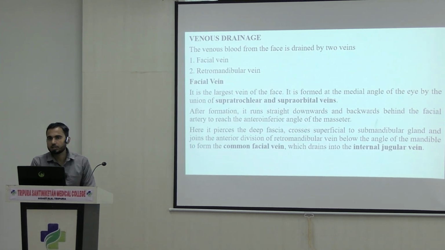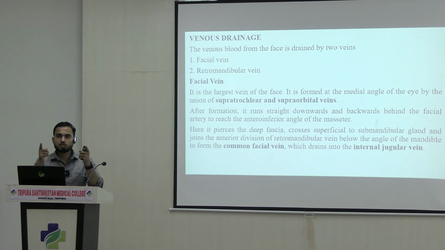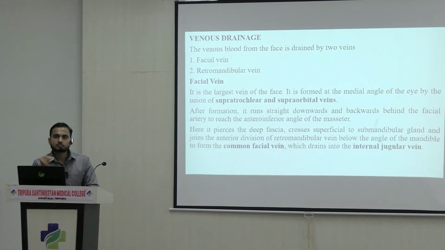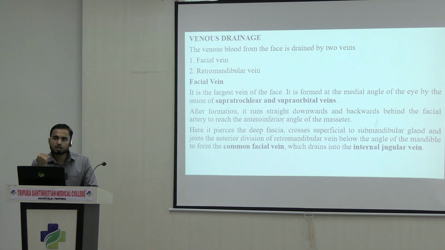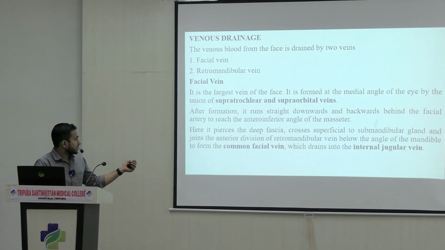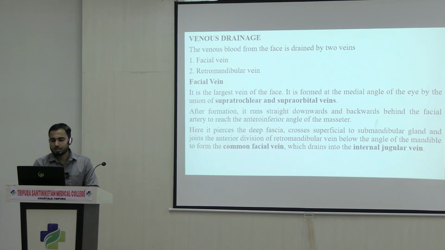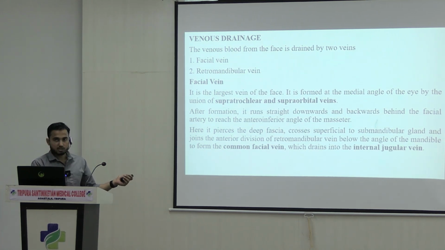Now, how is it formed? It is formed by the joining of two important veins, the supratrochlear vein and the supraorbital vein. These two veins join together at the medial angle of the eye to form the facial vein. After formation, it follows the course of the facial artery, but it remains behind the facial artery. As you can see, it runs straight downwards and backwards behind the facial artery, and ultimately reaches the anterior inferior angle of the masseter.